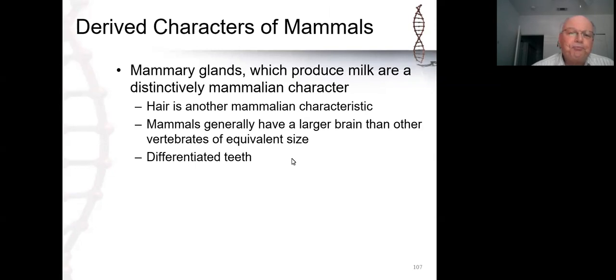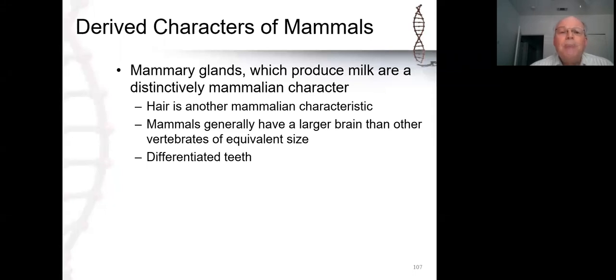So not only are mammary glands considered to be derived traits and characteristic traits of all mammals, hair is another one. Remember, hair, along with feathers and scales, are formed out of keratin. They are all secreted by skin glands. And it's the genetic programming of the glands and the type of keratin that those glands produce that give rise to the three different types of keratin-based body coverings. So scales for reptiles, feathers for birds, hair for mammals. And in the case of mammals, hair is considered to be diagnostic.